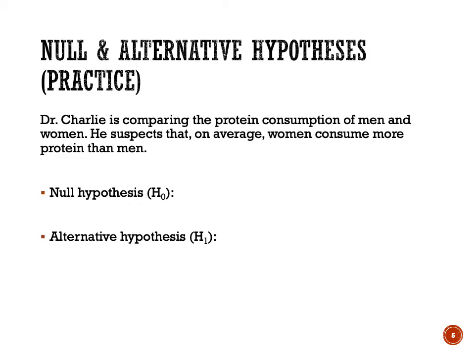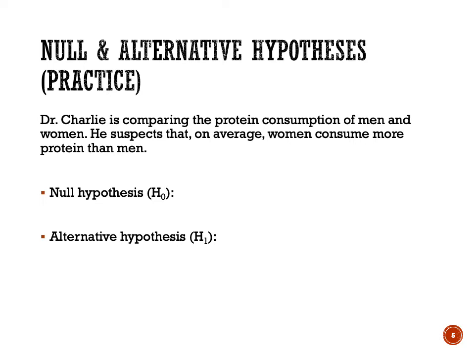So let's take a quick look at this example. Dr. Charlie is comparing the protein consumption of men and women. He suspects that on average, women consume more protein than men. So basically, this researcher is comparing how much protein people eat, women versus men. So you can pause now to see if you can come up with a null hypothesis and an alternative hypothesis.